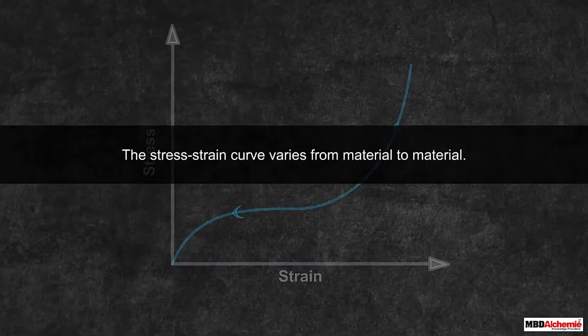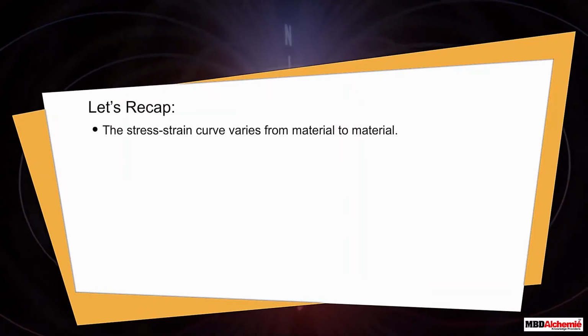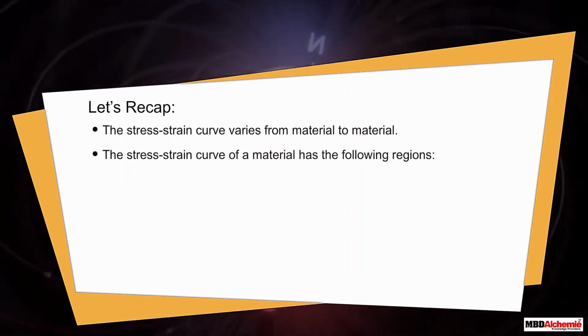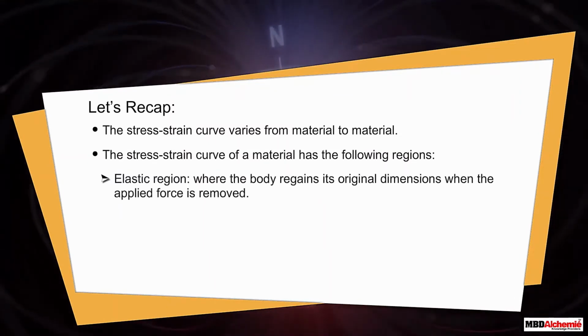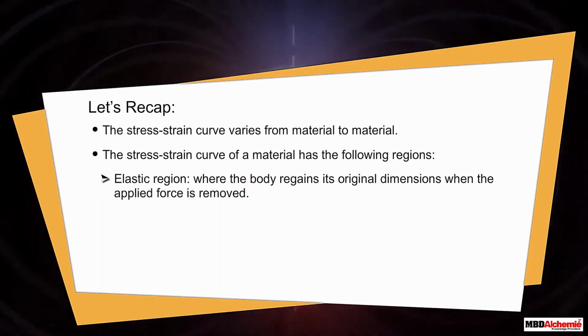The stress-strain curve varies from material to material. Let's recap. The stress-strain curve varies from material to material. The stress-strain curve of a material has the following regions. Elastic region, where the body regains its original dimensions when the applied force is removed.